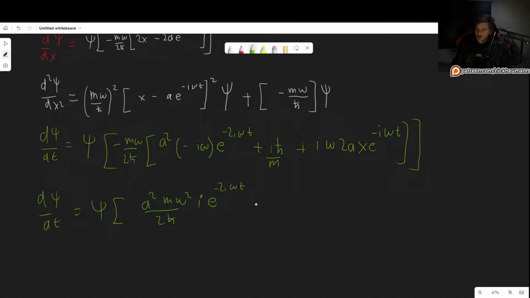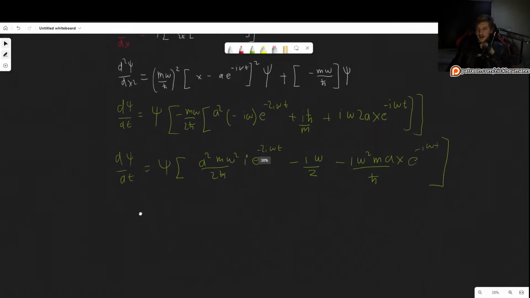Now we multiply this part, so we get minus i, the h bar cancels out, the m cancels out, omega divided by 2, double check again, there, minus i omega over 2. And then finally we get minus, and now the 2's cancel out, so we get i omega squared m a x divided by h bar, and e to the minus i omega t.